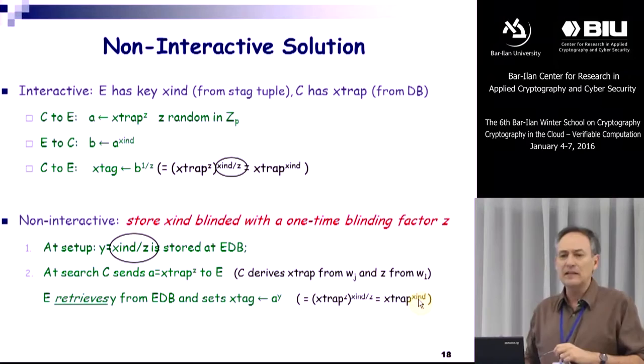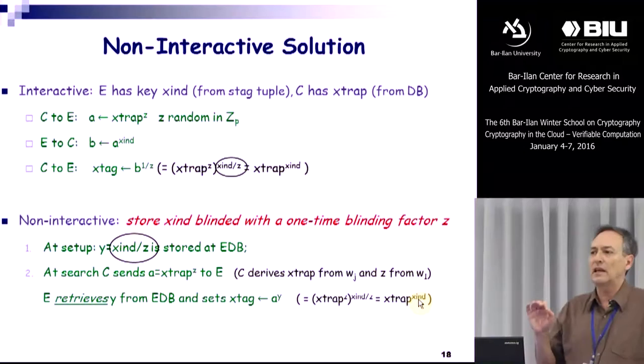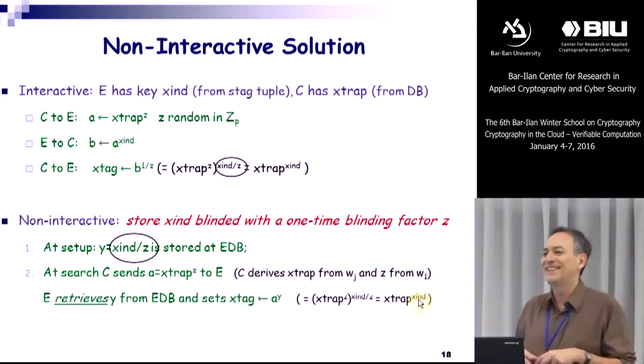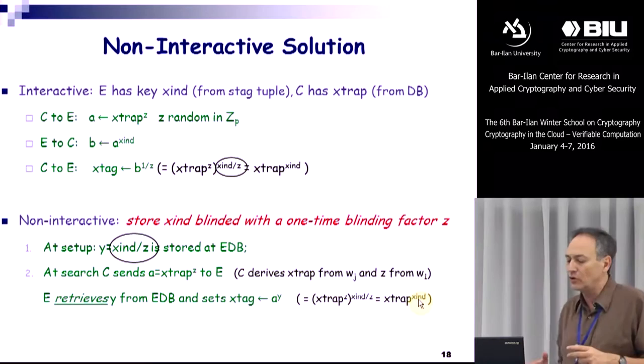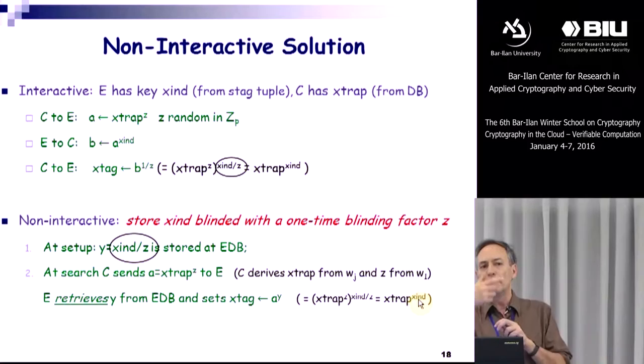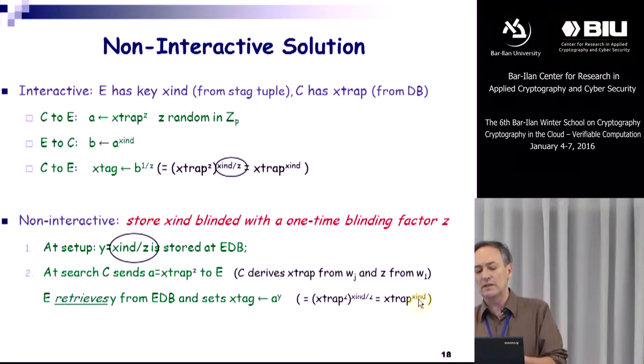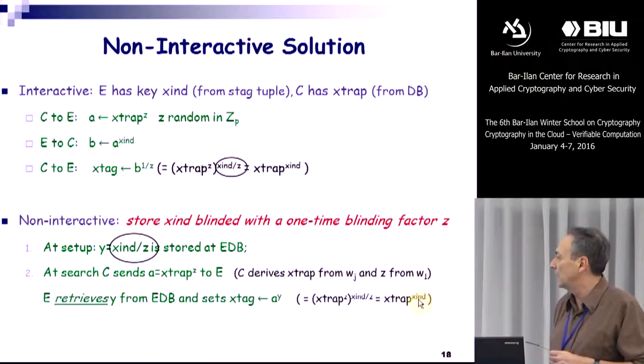So anyway, the details are less important. The point here, I think the interesting idea, is that there is de-randomization, so there is a de-interaction of the interactive protocol, so that instead of computing a fresh blinding in each run of the protocol, you store the blinded value and you regenerate the blinding value in some pseudo-random but deterministic way, and you end up computing this h function, which in this case is xtrap to the xind.